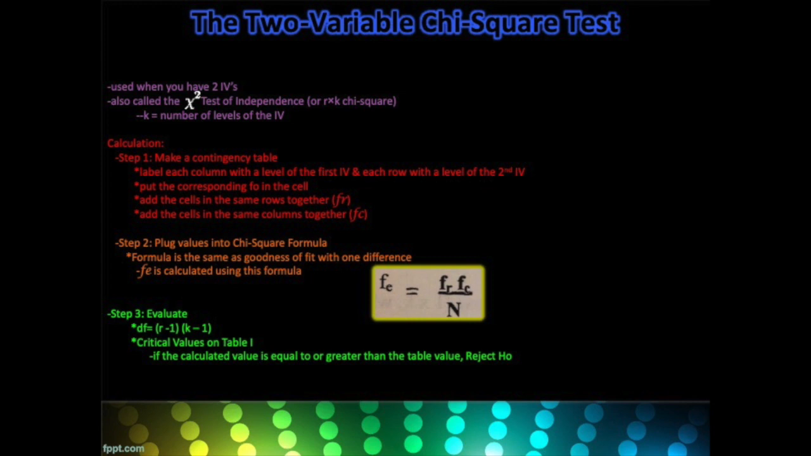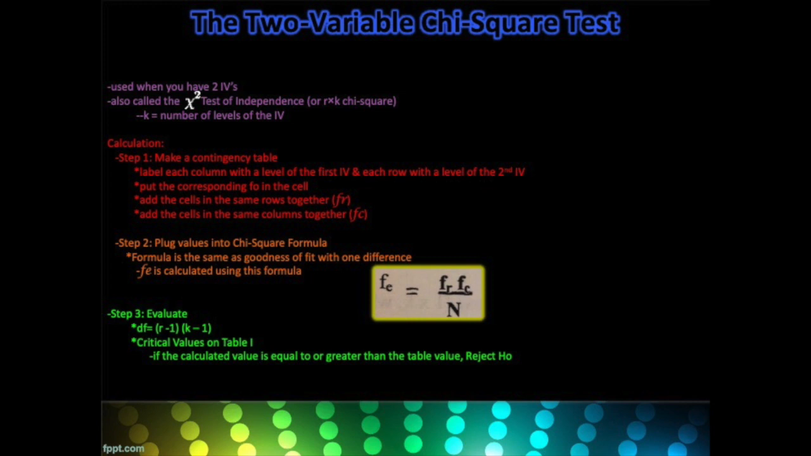And as you see here where it says calculation step 1, the first thing you're going to do is make a contingency table, which looks very similar to the block of cells we made with the factorial ANOVA. And so when you are looking at that purple font that says it's an R by K chi-square, two variables, it's referring to the rows of the contingency table that you're going to make, or the block of cells that you're going to make, and then K is the number of levels.